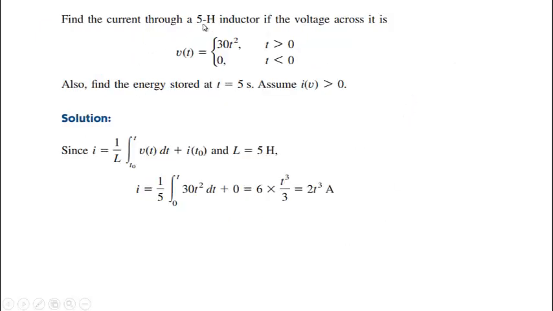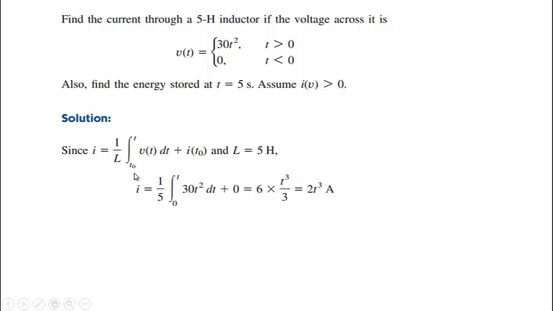Find the current through a 5 Henry inductor if the voltage across it is 3t squared for t greater than 0, and it is 0 for t less than 0. That means the initial value of the current is 0. Also find the energy at t equal to 5 seconds, assuming the current and the voltage are greater than 0.